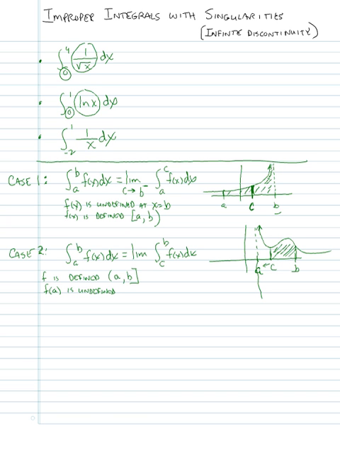But that's not really the value we're interested in. We need C to get closer and closer to A, so C is going to approach A, but it's bigger than A, so it's approaching A from the right-hand side. So it's a right-sided limit. That's how we'll set that up.